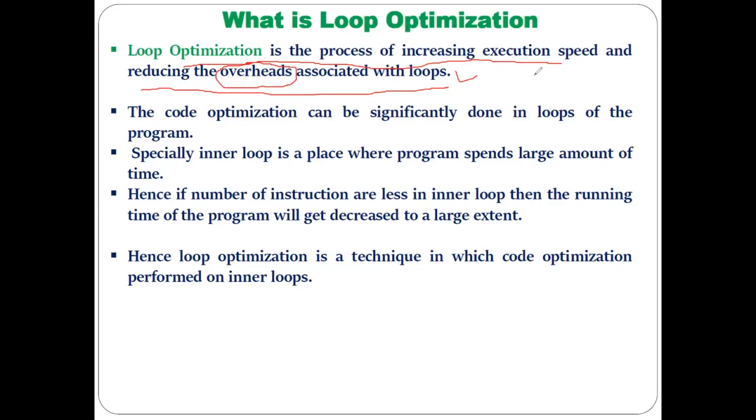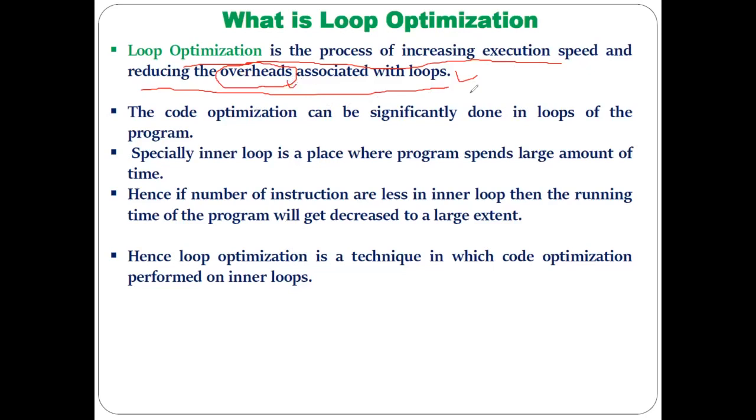Now, if you see the loop, it has the nature that the same code is getting executed multiple times. Understood? There are multiple iterations of the code getting executed, depending on the length, on how many times you are doing the looping. Understood? Okay. So overhead is nothing but what?